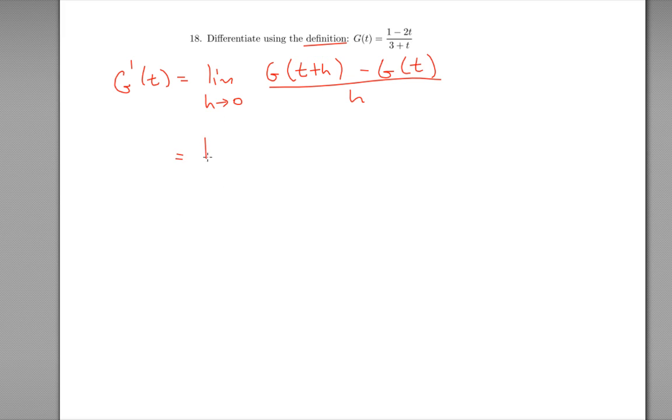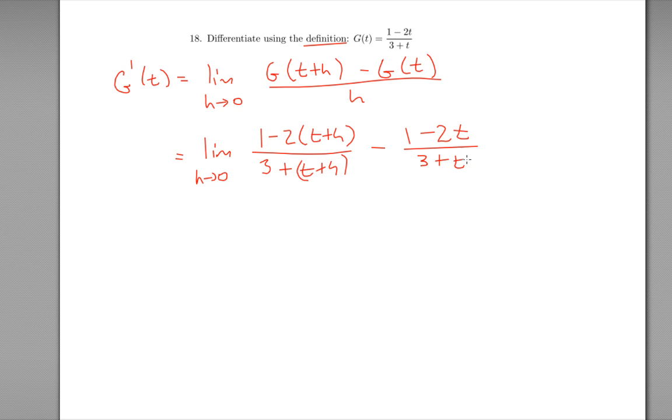This is equal to the limit as h goes to 0 of, let's plug in t plus h wherever we see a t. And yes, it'll get messy, but that is okay. T plus h. Okay, so I plug in t plus h in that t, divided by, let's stick in t plus h in the bottom as well, 3 plus t plus h. So all I did was I took t plus h and I stuck it into my function wherever I saw t, and then when I subtract off what is g of t, well, I can just copy that down, that's no big deal. 1 over 2t times 3 plus t, and that whole thing is divided by h.